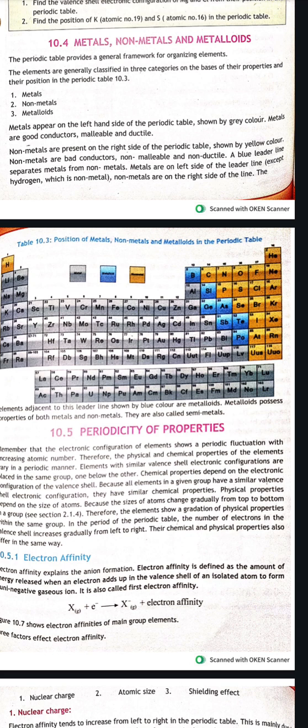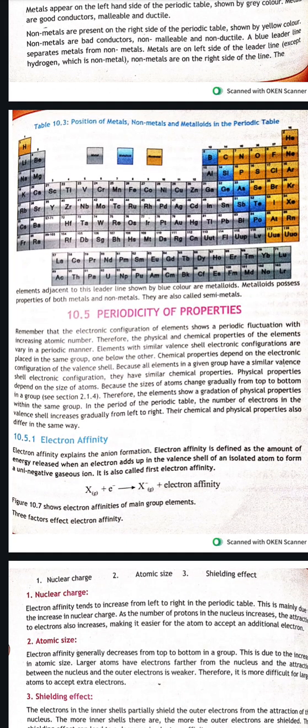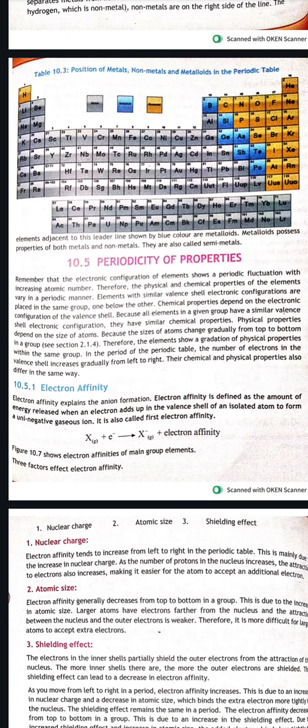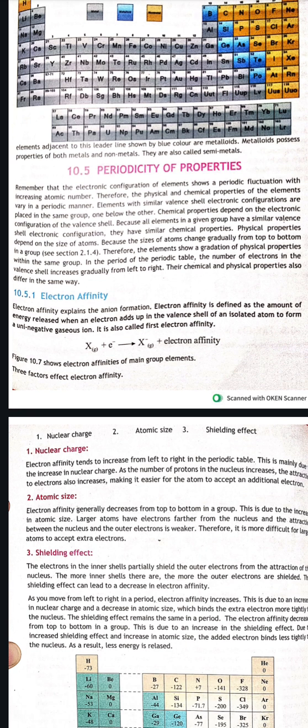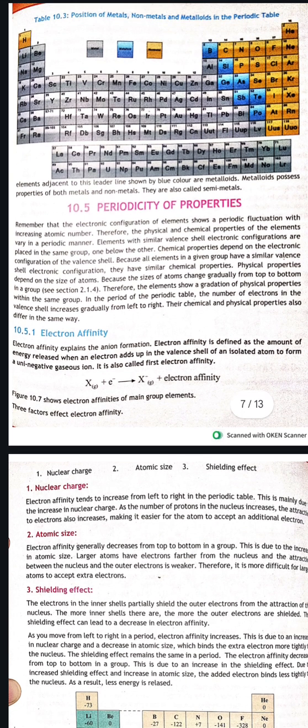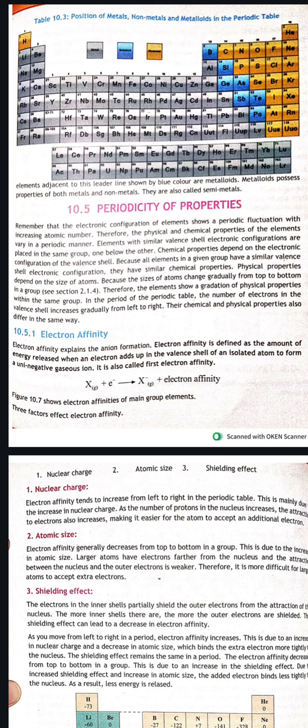A blue ladder line separates metals from the non-metals. This blue ladder line contains the metalloids. The elements adjacent to this ladder line, shown by blue color, are the metalloids. Metalloids possess the properties of both metals and non-metals, or they are generally called the semi-metals. Like we have boron, silicon, germanium, arsenic, tin, tellurium and polonium.